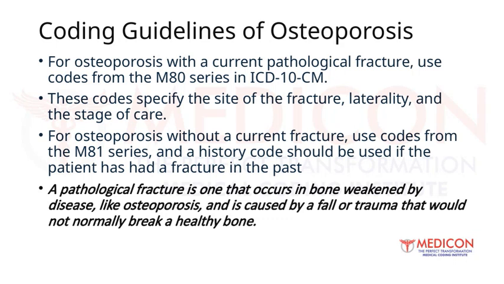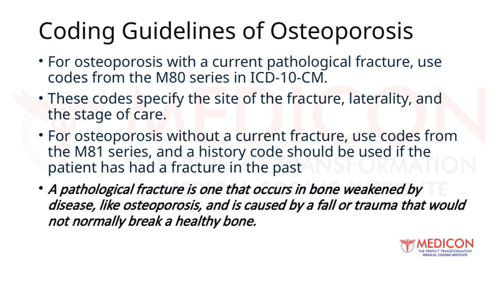When coding for osteoporosis with a current pathological fracture, it's important to use the codes from the M80 series in ICD-10-CM. These codes are quite detailed. They specify the exact site of the fracture, whether it's on the left or right side, and the stage of care the patient is in. This helps ensure precise documentation and appropriate billing.